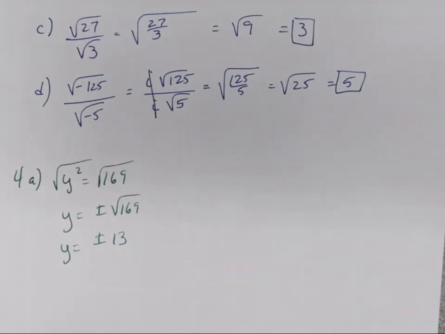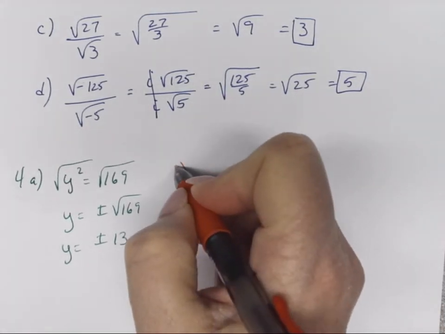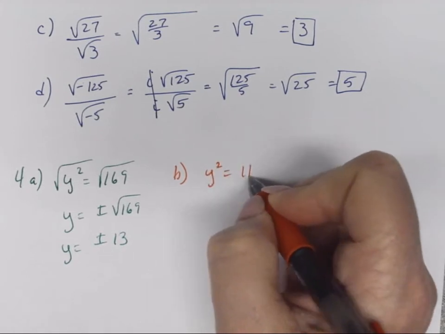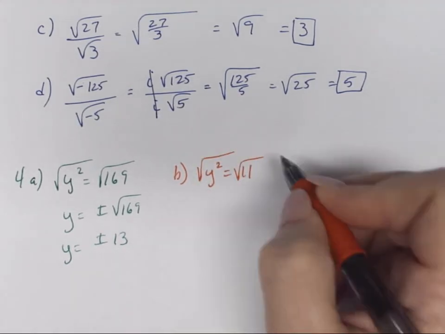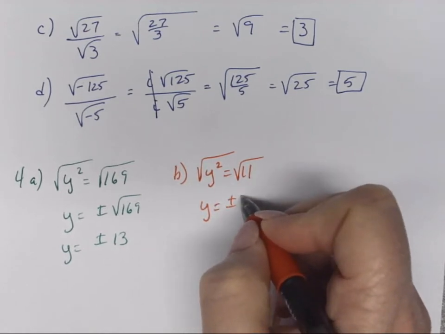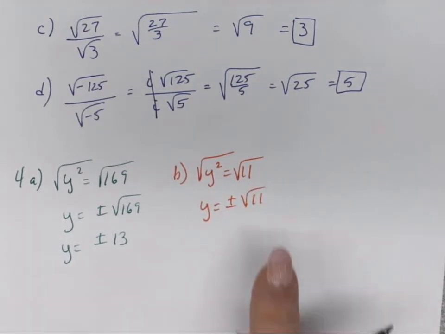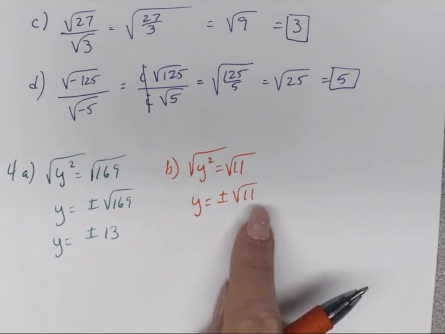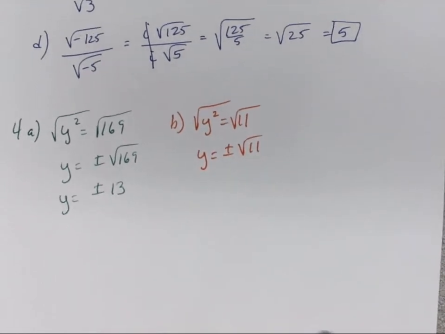All right, let's look at another one. If we have y squared is equal to 11, I'm going to do the same thing on this one. And so I have y is equal to plus or minus the square root of 11. And the square root of 11 won't reduce any further, so we are done with that one. That's all there is.